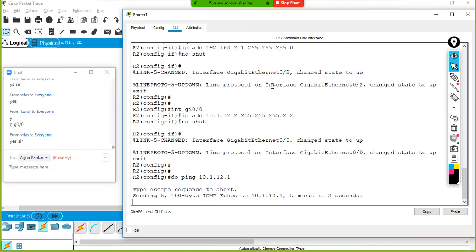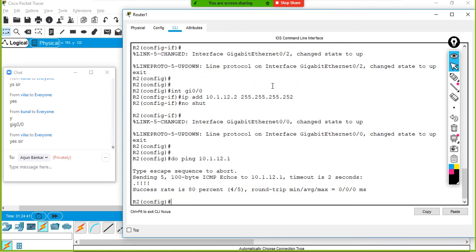Then I just want to verify 10.1.12.1, whether the other side is configured properly or not. Did you see there, guys? The ping is there. Everyone, are you able to see the ping? 10.1.12.1. Good.